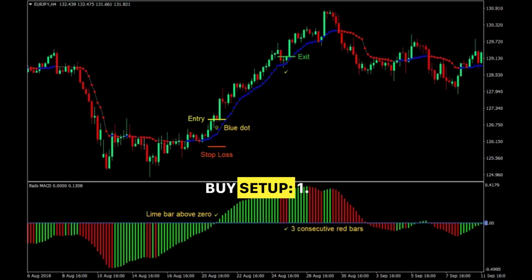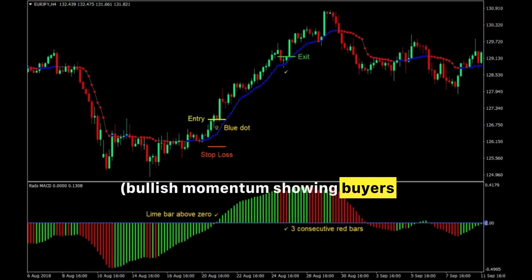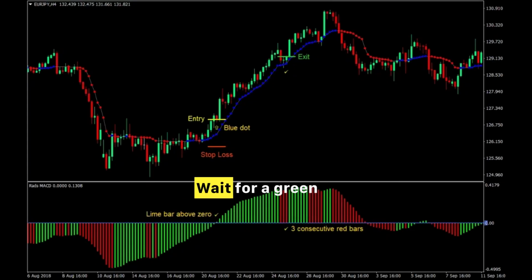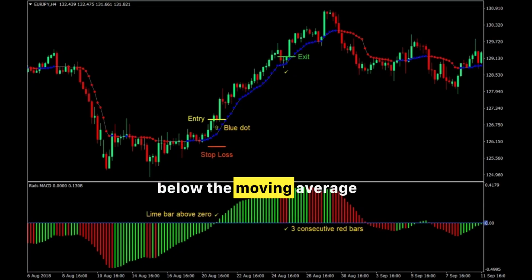Buy setup. 1. Price is above a key moving average and the MA is sloping upward. 2. RADS bars turn green. Bullish momentum showing buyers in control. 3. Wait for a green RADS bar to close above the MA. Enter buy on the close of that confirming bar. Exit buy: RADS bars flip back to red, or price closes below the moving average.